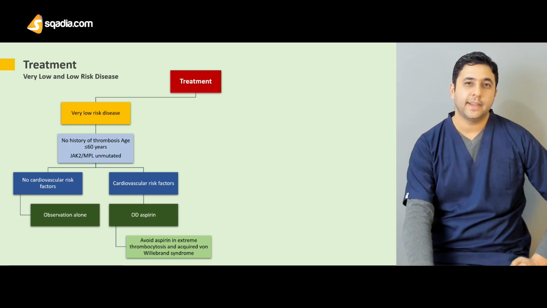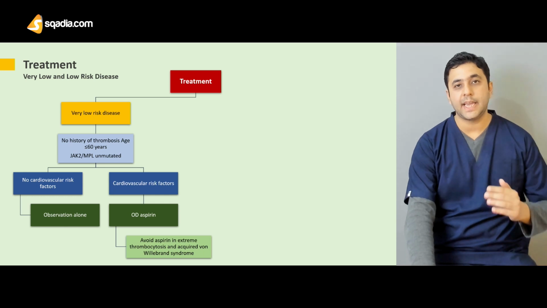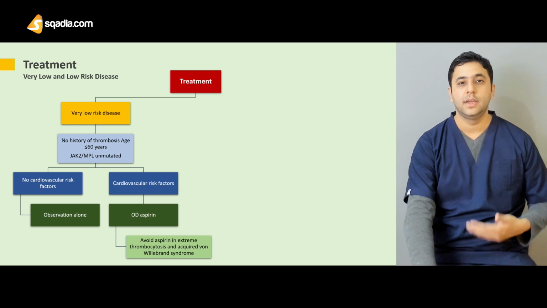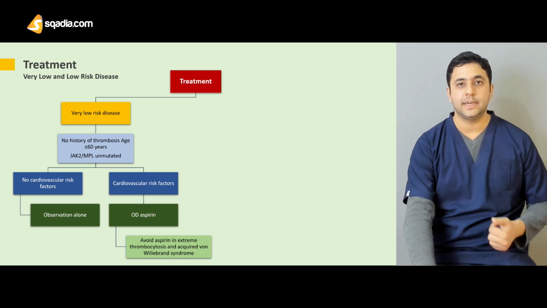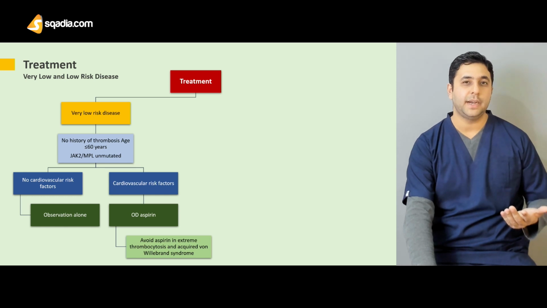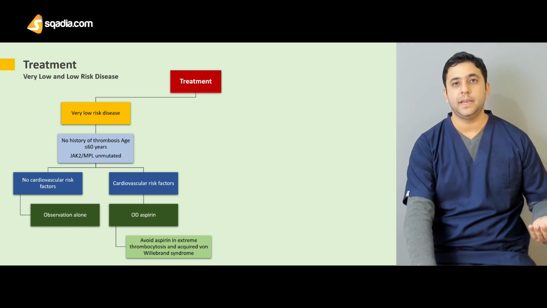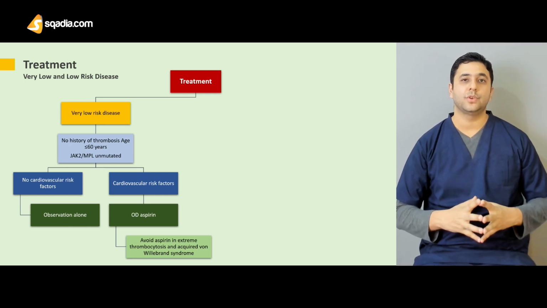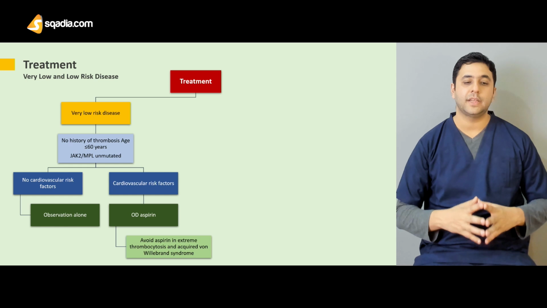Aspirin should be avoided in extreme thrombocytosis, for example, when the platelet count is in the millions, and in cases of acquired von Willebrand syndrome, which can be a result of an increased platelet count, or it can be a disease on its own. So this is a very important point to understand in these patients: you don't give aspirin to a patient who has a platelet count in the millions, for example, 1.5 million. It's a very important risk factor, and the patient has a very high risk of hemorrhage, especially if you give aspirin to these patients.